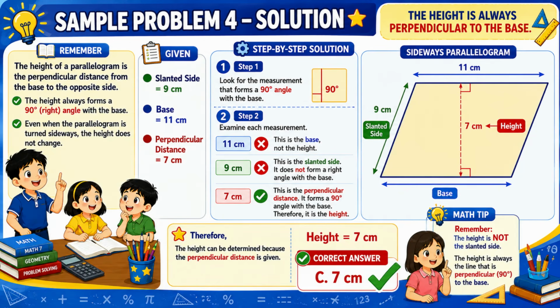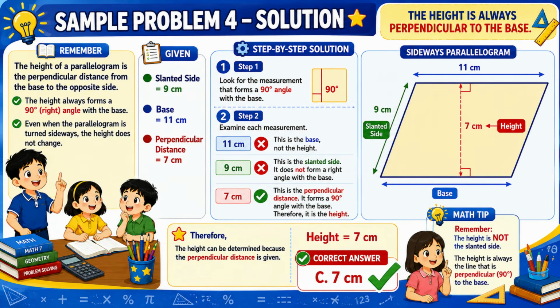Let's identify the height of the rotated parallelogram. Remember that rotating a shape does not change the meaning of its height. The height is still the perpendicular, vertical distance from the base to the opposite side. It must always form a 90-degree right angle with the base. Now, let's examine each measurement.